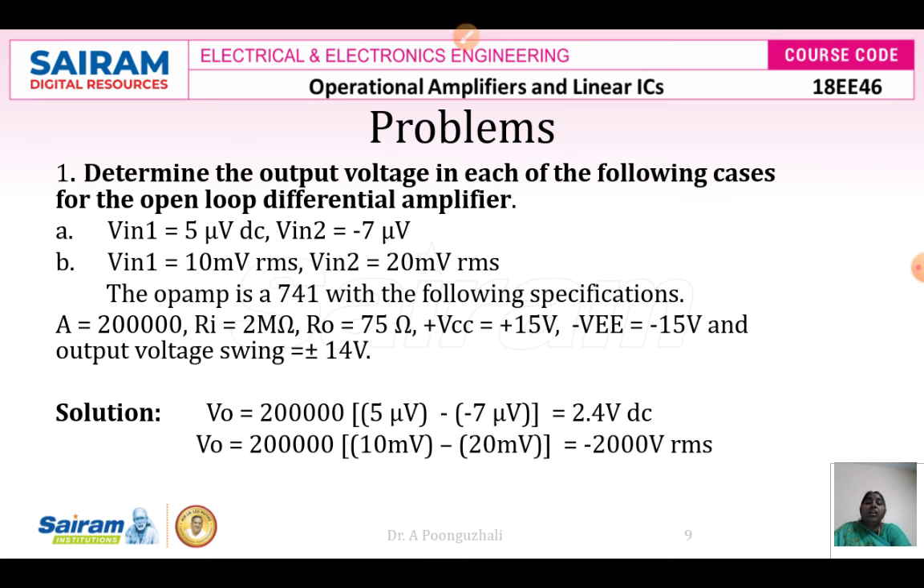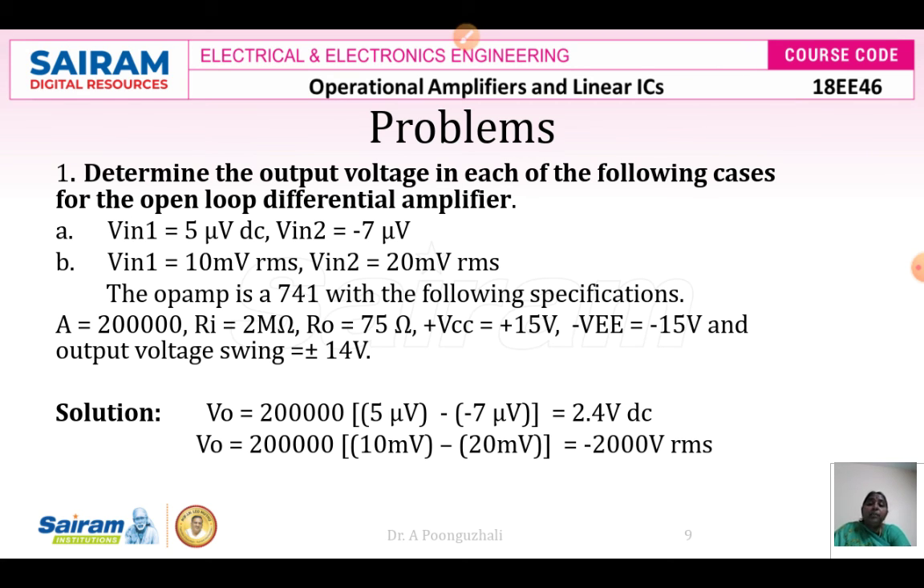Determine the output voltage in each of the following cases for the open loop differential amplifier. V in 1 is equal to 5 microvolts DC and V in 2 is equal to minus 7 microvolts there. The specifications are: your A value is going to be around 2 lakhs, Ri is 2 mega ohms, R0 is 75 ohms, VCC is plus 15 volts, minus VEE is minus 15 volts, and the output voltage swing is going to be plus or minus 14 volts there. So we want to find out what is V0.